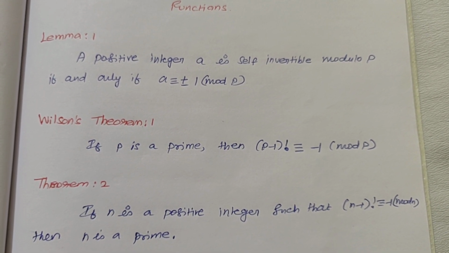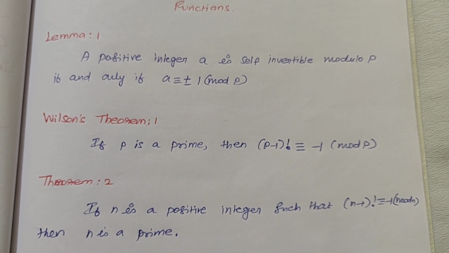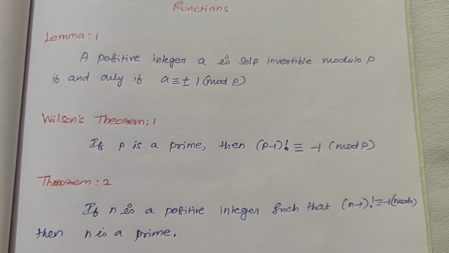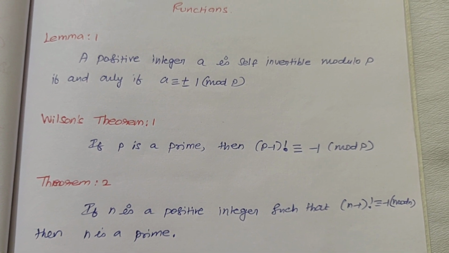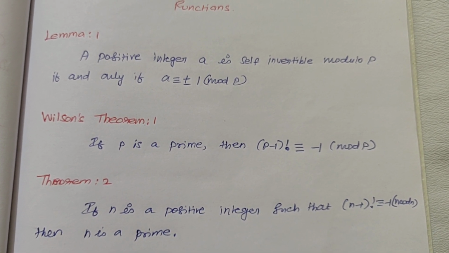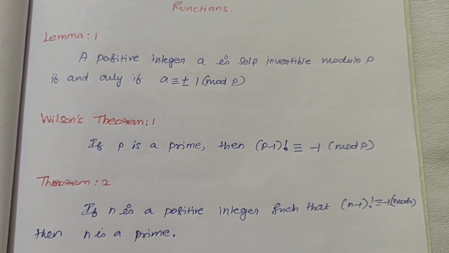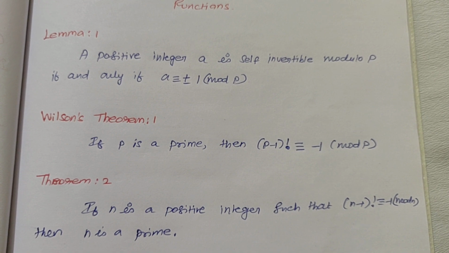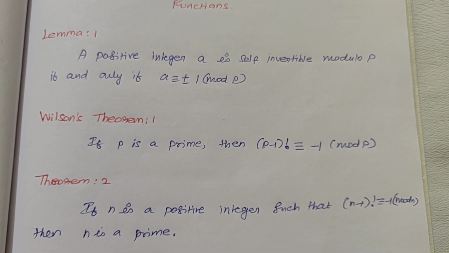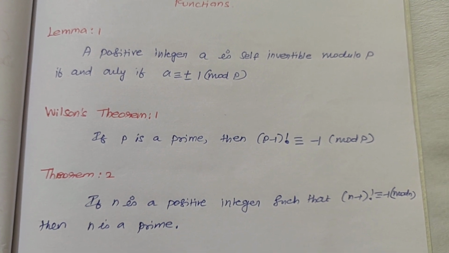So Wilson's theorem states that if p is prime, then it should satisfy the congruence relation (p minus 1) factorial congruent to minus 1 mod p. And the second theorem states that if the congruence relation is satisfied, then automatically n is prime. So now let us move on to the problems part.